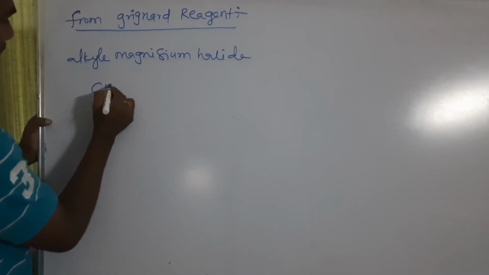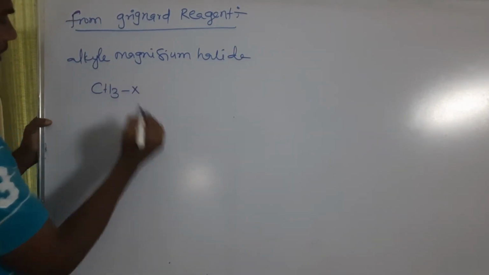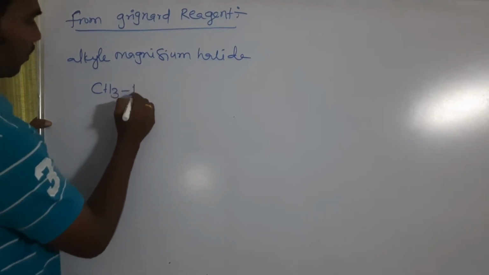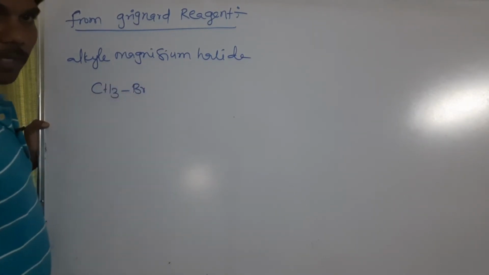Alkyl magnesium halide means, for example, CH3X is there, methyl halide. So I am taking bromine. So CH3Br.